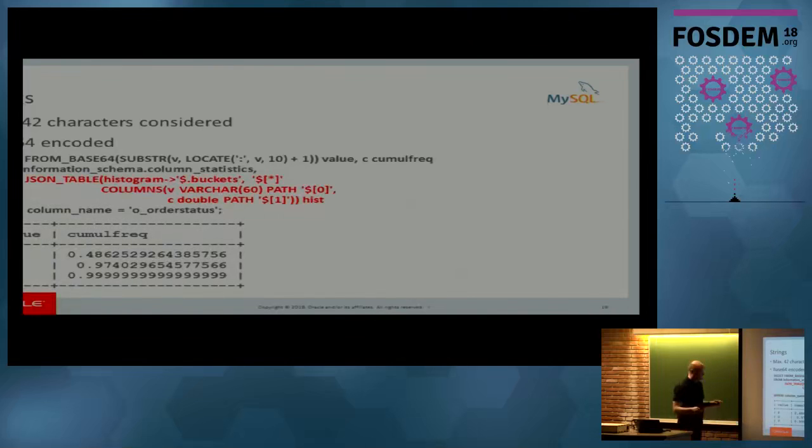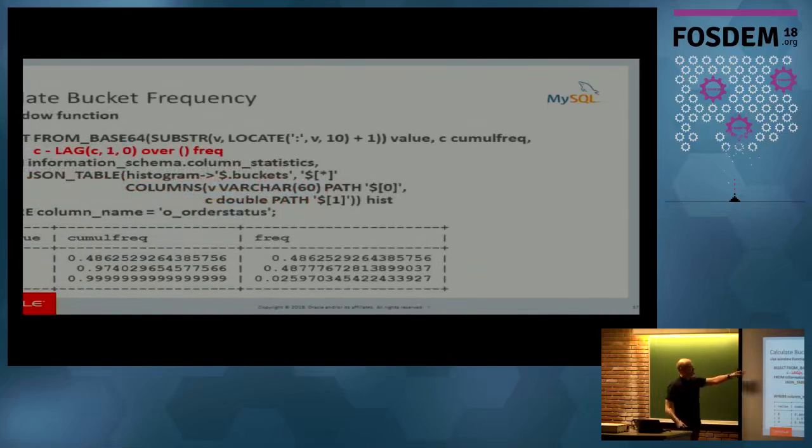But if you want to see the actual frequency of each bucket, you can use a window function, as Sergey talked about earlier. You take the value of this bucket, and then you subtract the value of the previous bucket. That was the lag function. It refers to the first previous row in this case. And since I know this array is already sorted, I don't need anything in the over clause here. And that way you can see that for this order status column, we have 48.6% Fs and 48.8% Os and just 2.6% Ps, for example.